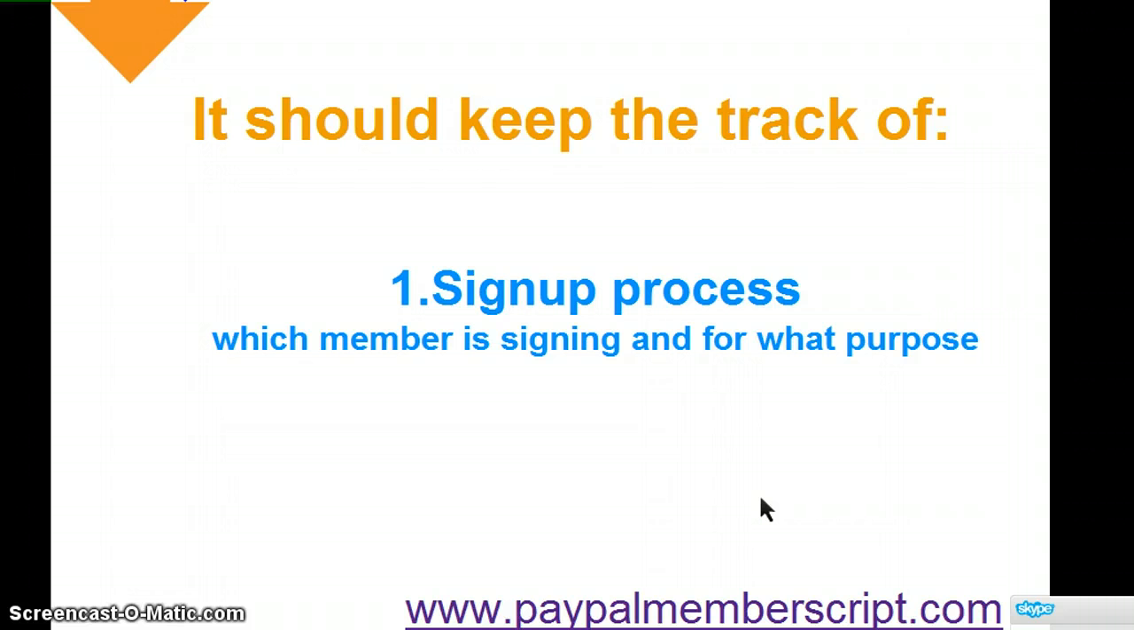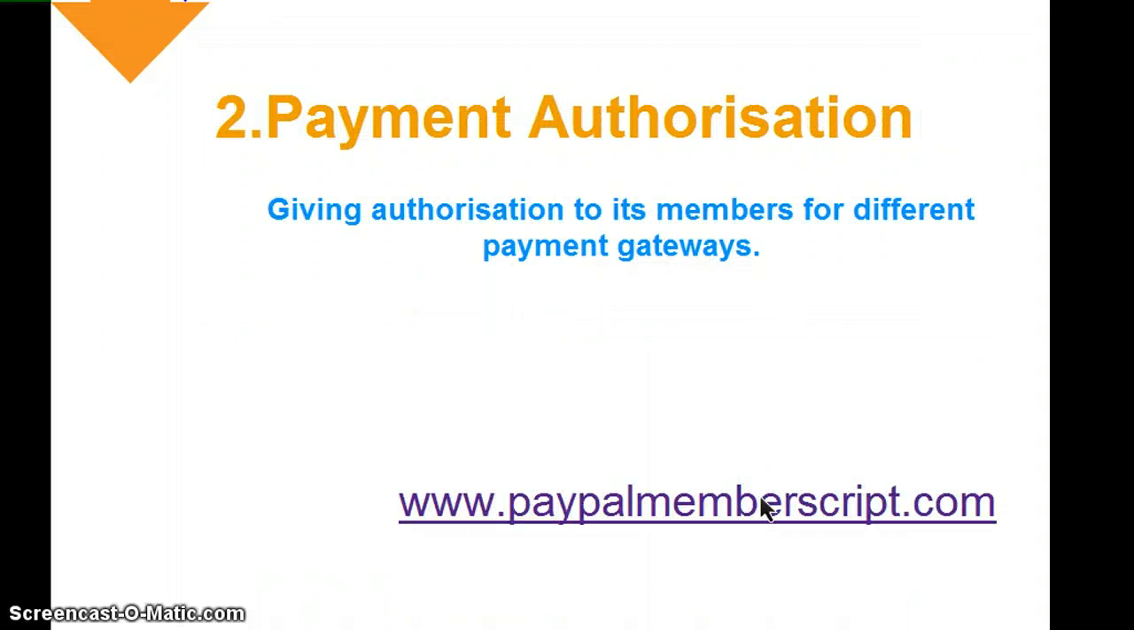Firstly, it should keep track of the sign up processes, as in which member is signing up and for what purpose, whether they are signing up to your website for some trial period, whether they are signing up to become a member, and all that. Second comes the payment authorization. It's a very important part as it is the only way in which you're going to get paid by the members, as in giving authorization to the members for different payment gateways, whether the person is paying you for the product which he or she is using, whether he's paying you for the services which he is using, and some other things.